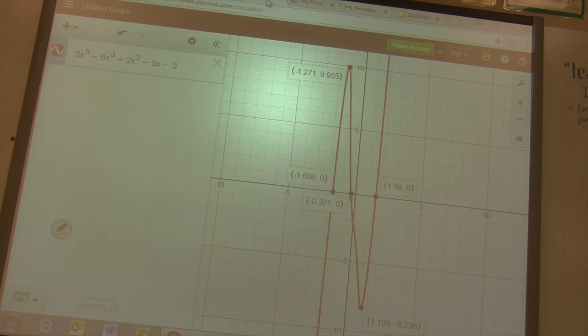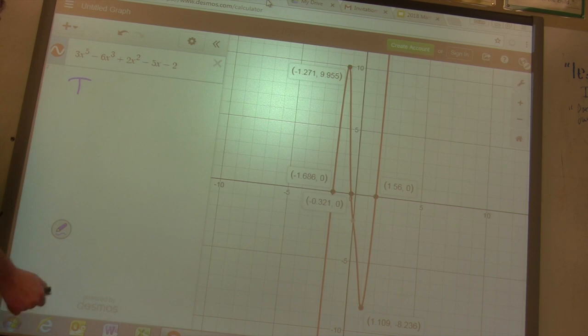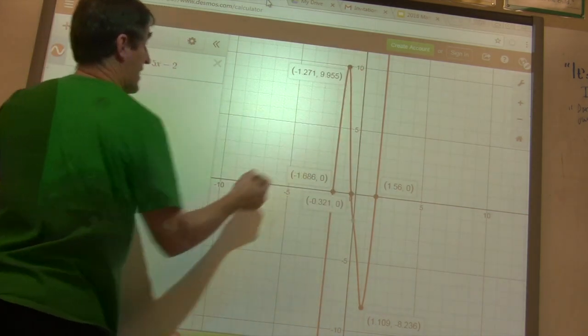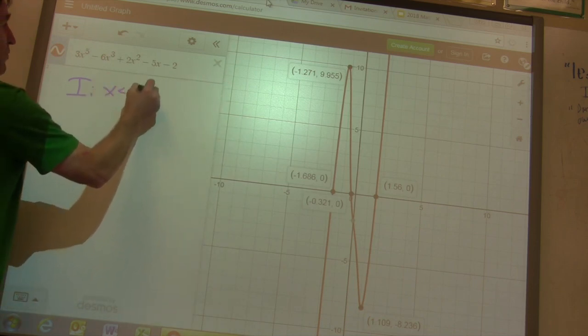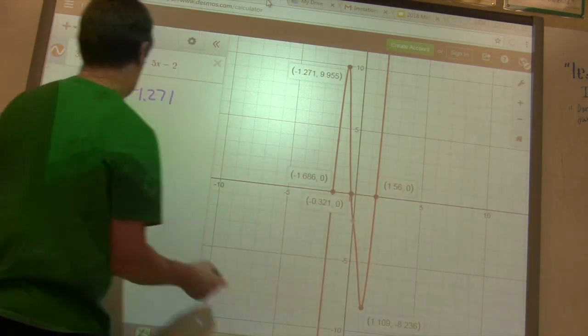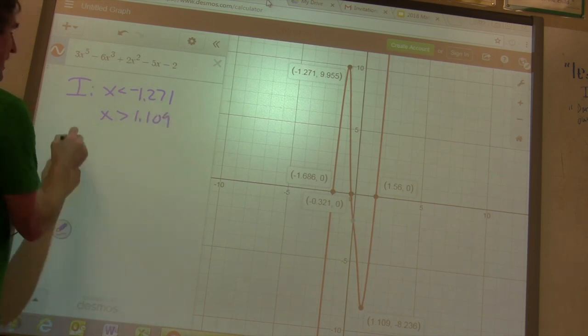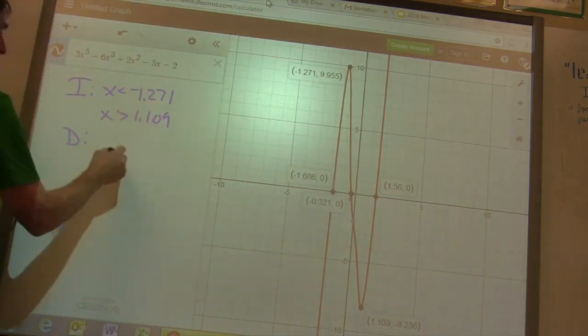Then you're also going to have to determine where it's increasing. So in this case, remember it's increasing as it goes from left to right until we get to negative 1.27. So when x is less than negative 1.271, it's increasing. And then it increases again when it's greater than 1.109. And it's decreasing, going down between these two.